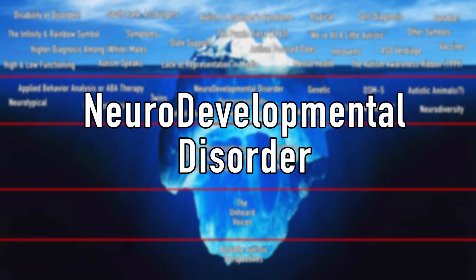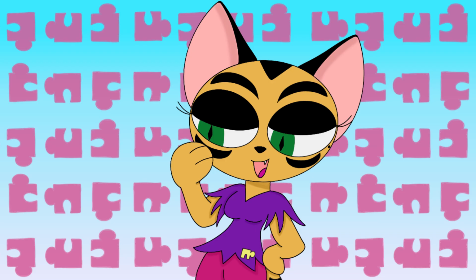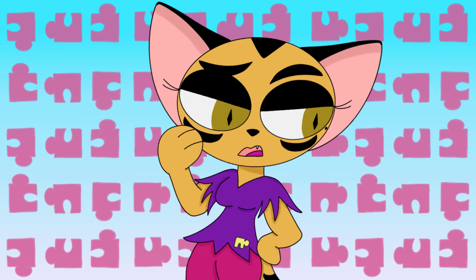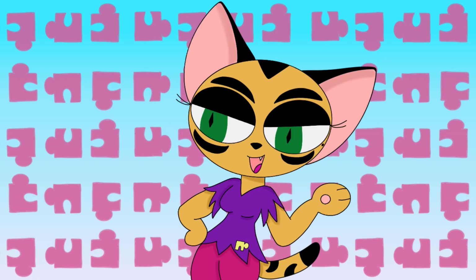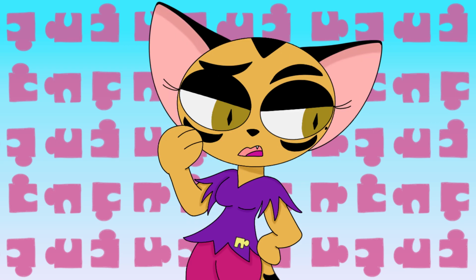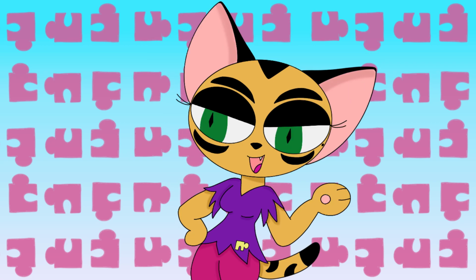According to the Department of Public Health and Human Services in Montana, neurological disorders are medically defined as disorders that affect the brain as well as the nerves found throughout the human body and the spinal cord. Structural, biochemical, or electrical abnormalities in the brain, spinal cord, or other nerves can result in a range of symptoms. So if mental health dictates how your brain tells your body to function, then neurological health determines how the brain is able to function in and of itself. As in, how your nerves respond to different stimulation and process information, whether it's rough textures, loud sounds, or strong smells, which may affect people living on the spectrum very differently compared to those not on the spectrum.